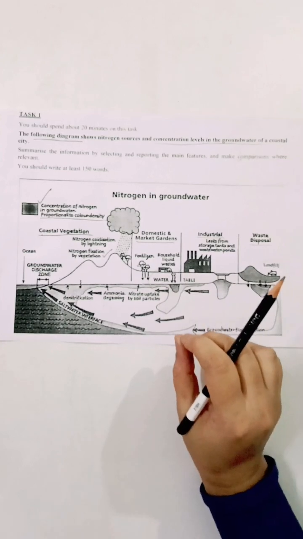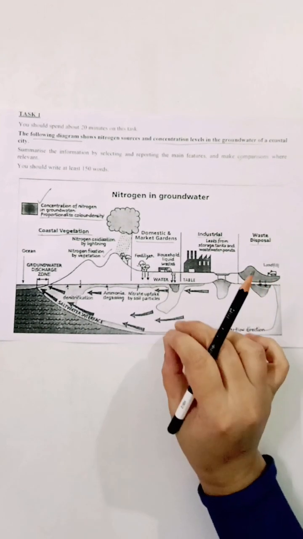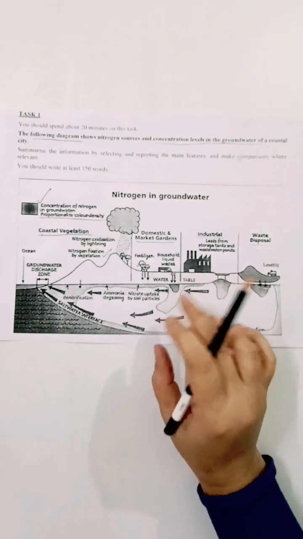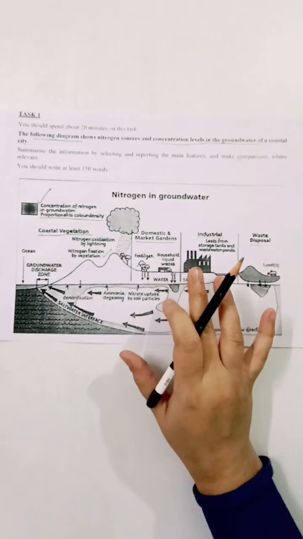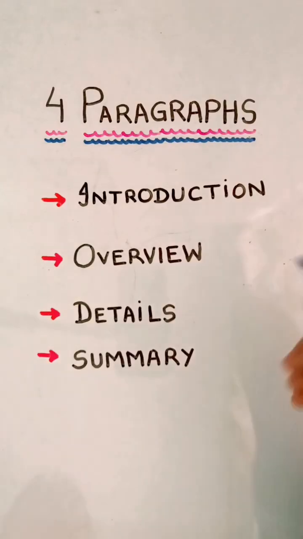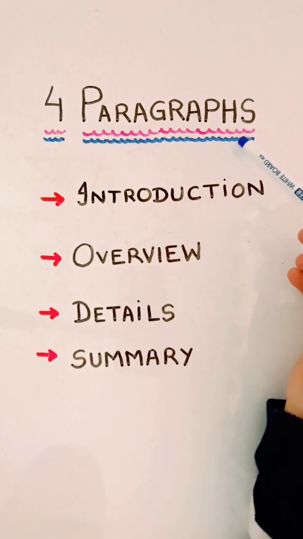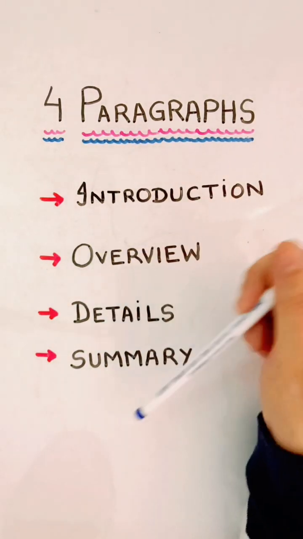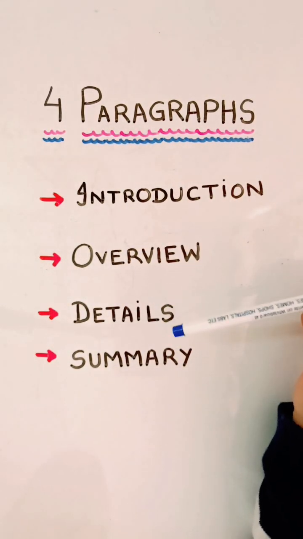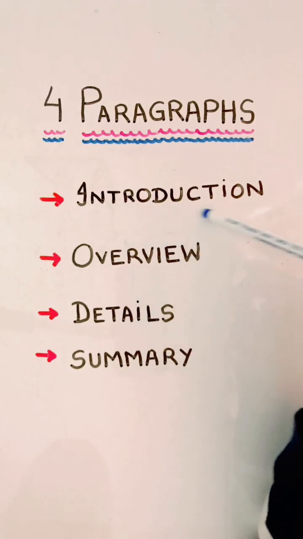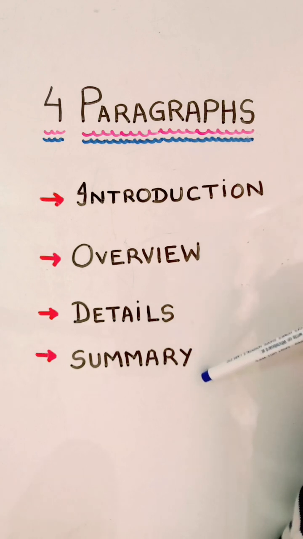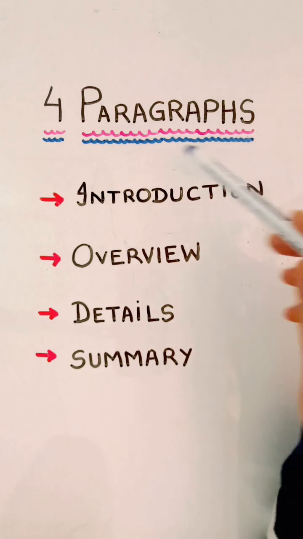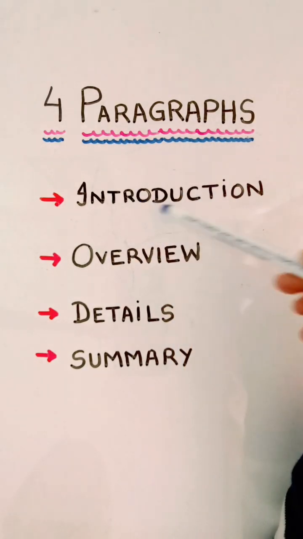The question arises: what exactly will we start with and from where? What should be the pattern of attempting such questions? Now, in this question, we will be writing 4 paragraphs. It is really very important to understand what exactly we are going to include. The first paragraph will be the introduction, second, overview, third, details, and the final one is summary. As of now, we have to focus on the first, the introduction.